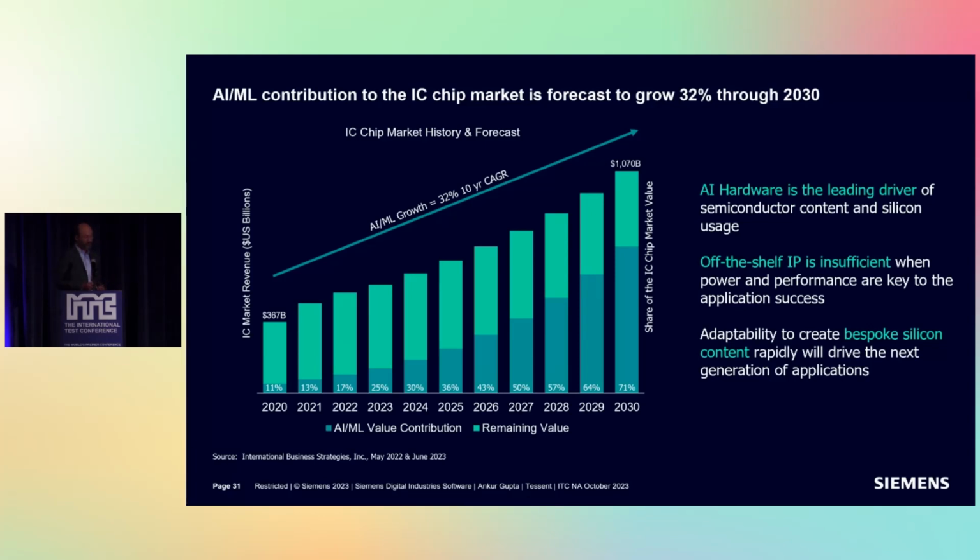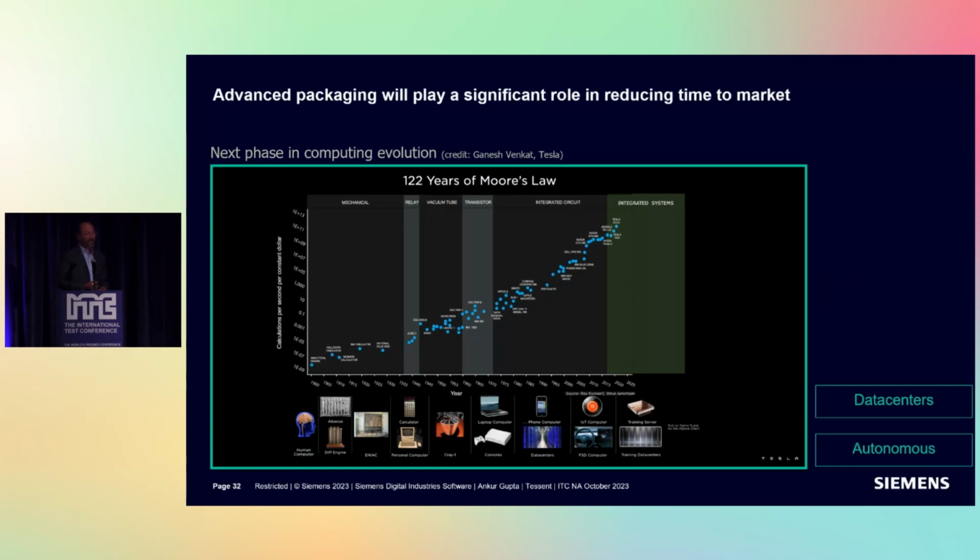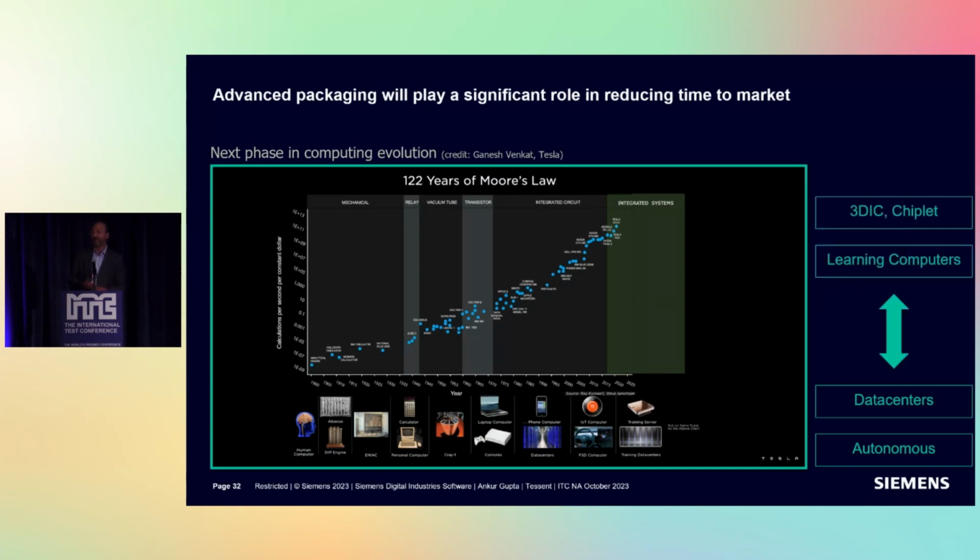So exciting times. Another view of these exciting times was presented by Ganesh Venkat from Tesla just recently at the Hot Chips conference, and I thank Tesla and Ganesh for letting us use this slide. Here he talks about 122 years of Moore's Law and how we have all been driven as a community by this vision from Gordon Moore. And pay attention to the very last part. Ganesh says that we are now switching from integrated circuits to integrated systems, which is very true.